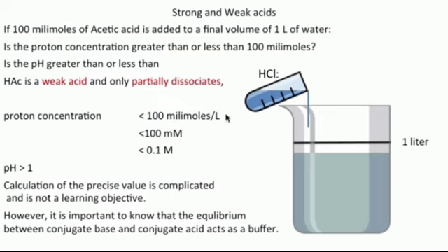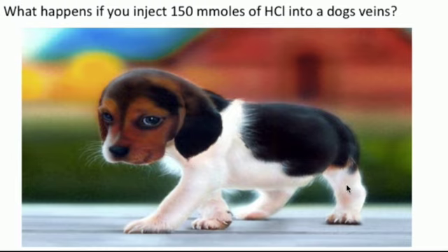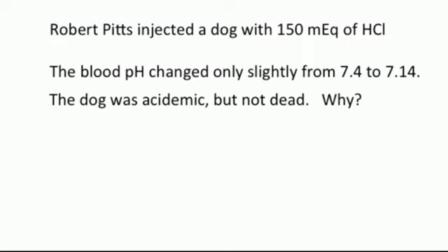But what if we're not dumping that strong acid into water, but instead, let's say we inject it into some blood. Let's say we take a dog and we inject 150 millimolar hydrochloric acid into his veins. And by the way, this was a real experiment, before all that government regulation. I think it was the 20s or 30s. But there was this guy, Robert Pitts, who did exactly that, and he noticed that it changed the pH.